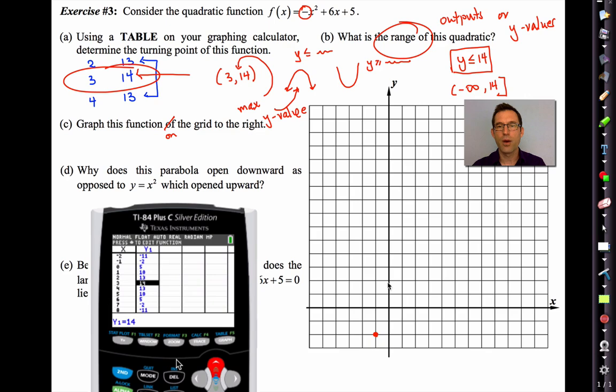Then 0, 1, 2, 3, 4, 5. Then we have 1, 6, 7, 8, 9, 10. 2, 11, 12, 13. 3, 14, 4, back down to 13, 5 is at that 10 mark, 6 is back to the 5 mark, look at all the beautiful symmetry, and 7 is back there at -2. All right, again, come on.